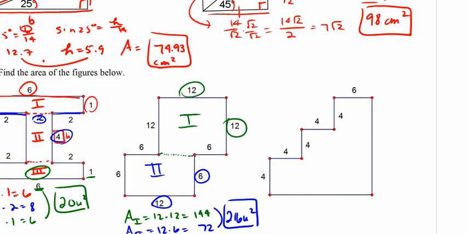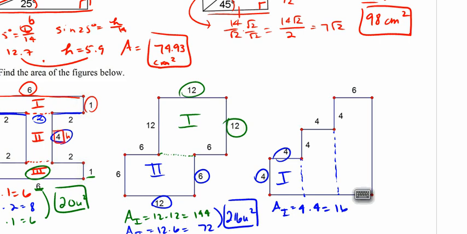Alright, next one. We can break this up a couple of ways. You could go with horizontal lines like this, if you like. Doesn't have to be that way. You could drop down vertical lines like this. It's up to you. I'll stick with the vertical lines, and I'll call this first space area 1. Area 1, I've got a base of 4 and a height of 4. It's actually a square, so I've got 16 there.